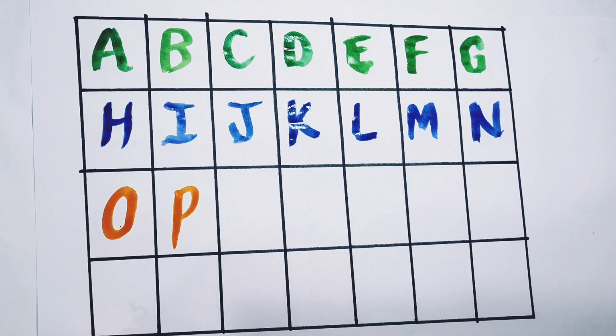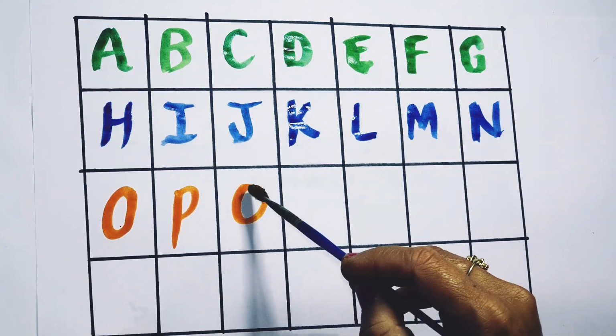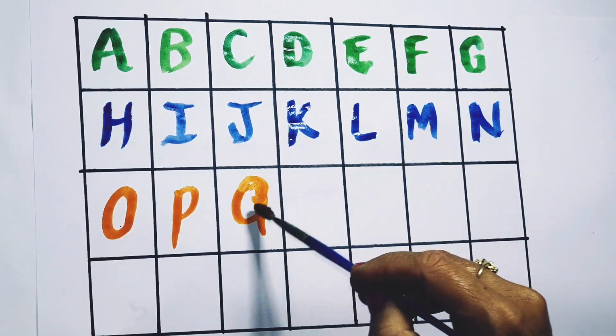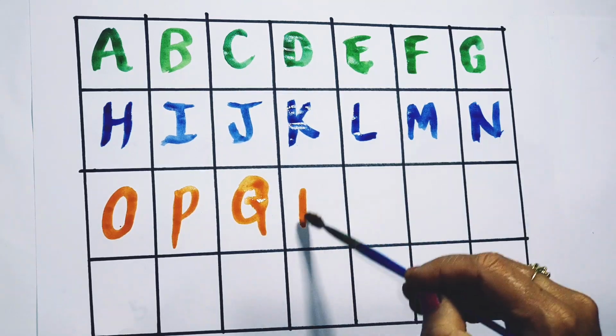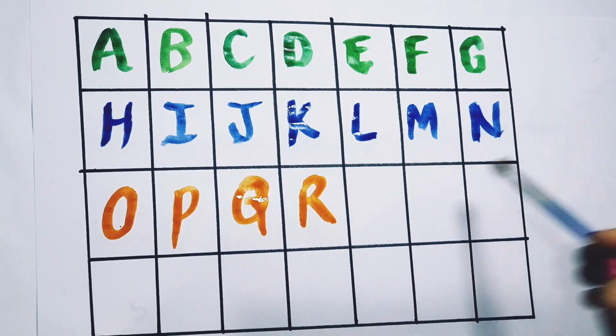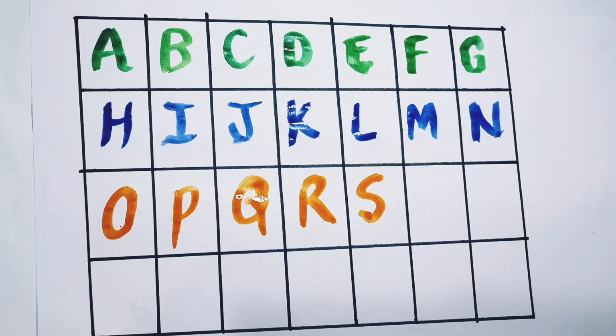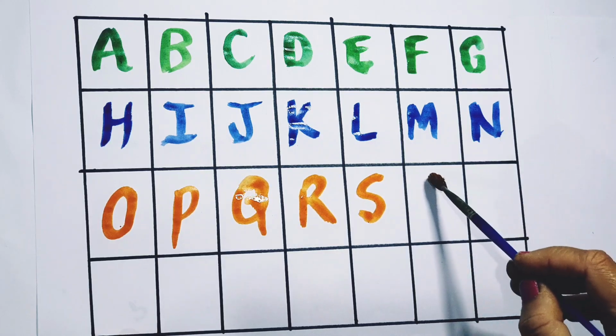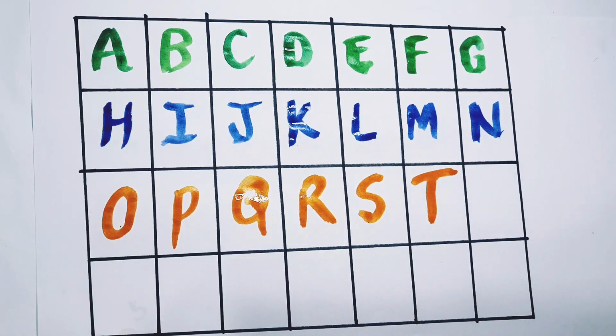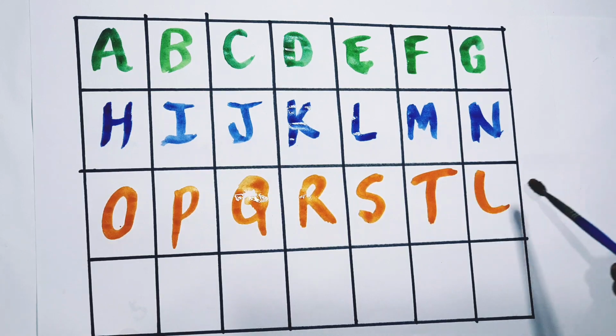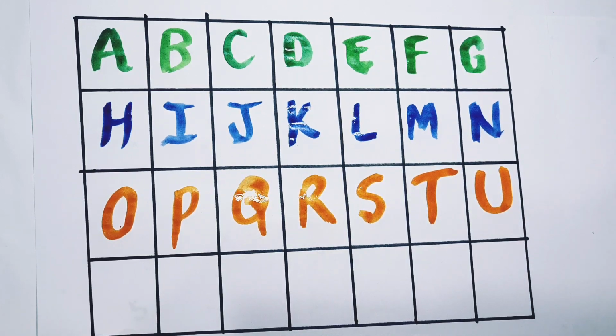P. P for piano. Q. Q for queen. R. R for ring. S. S for star. T. T for tomato. U. U for uncle.